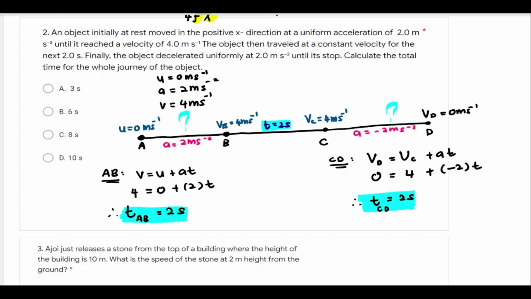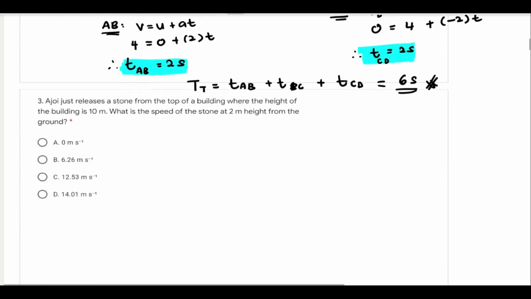Okay, and then the total time taken from A to B, T total should be equal to TAB plus TBC plus TCD. And it is equal to 6 seconds. So the answer is B. Alright, so let's proceed to the next question.